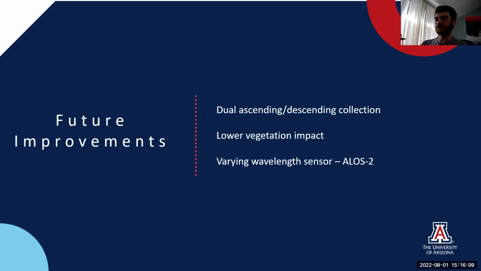And finally, using some other sensors. So Sentinel-1 uses C-band microwave radiation, which doesn't penetrate foliage very well. There are other satellites such as the ALOS-2, which is operated by Japan, and it uses L-band, which can penetrate foliage and would have prevented a lot of the issues with low coherence.